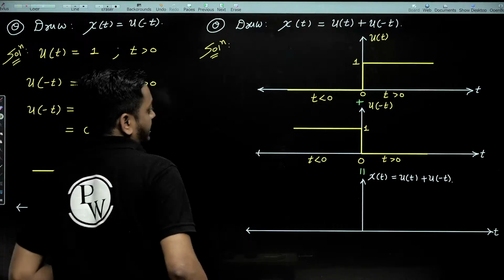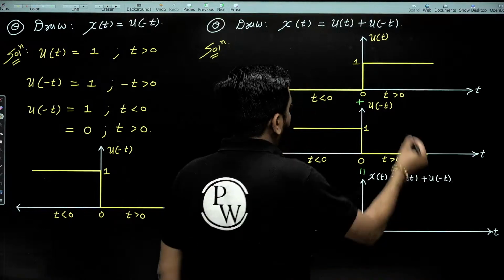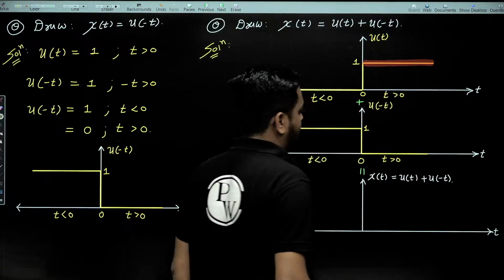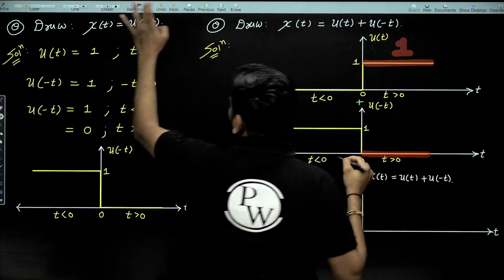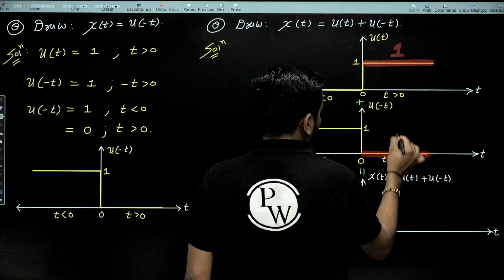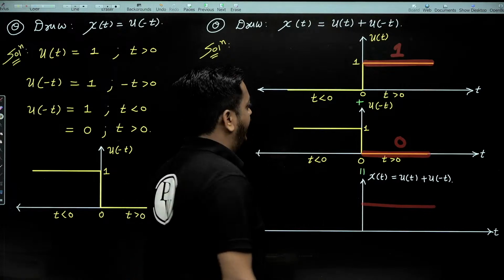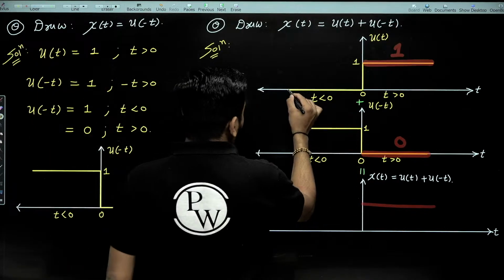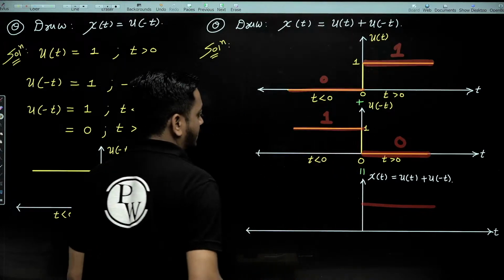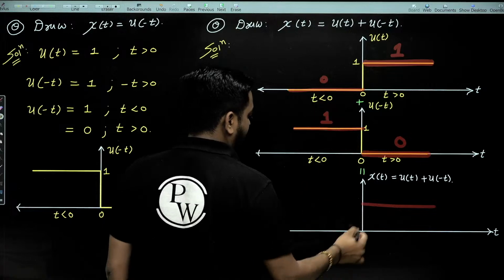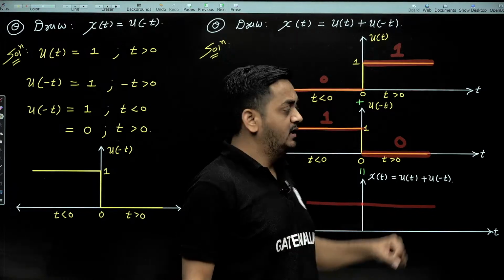Now observe for t greater than 0, guys. Here the amplitude is 1 and here the amplitude is 0. So 1 plus 0 is 1 for t greater than 0. In a similar manner, for t less than 0, here the amplitude is 0 and here the amplitude is 1, so 0 plus 1 is again 1. So you will get 1 for all t.